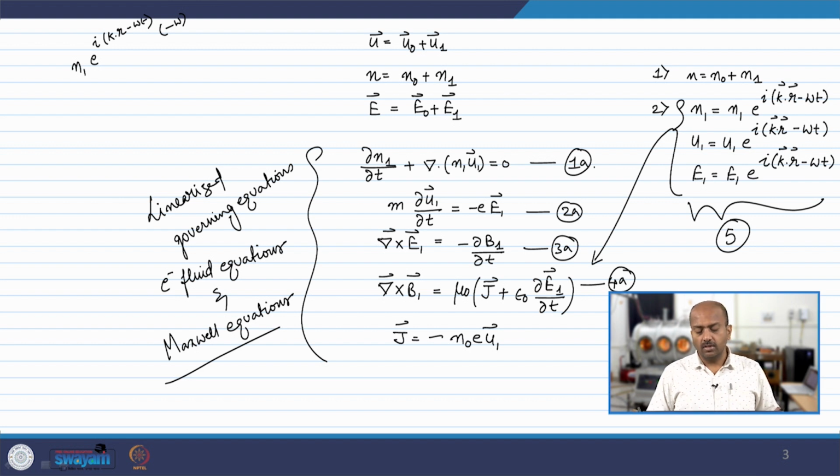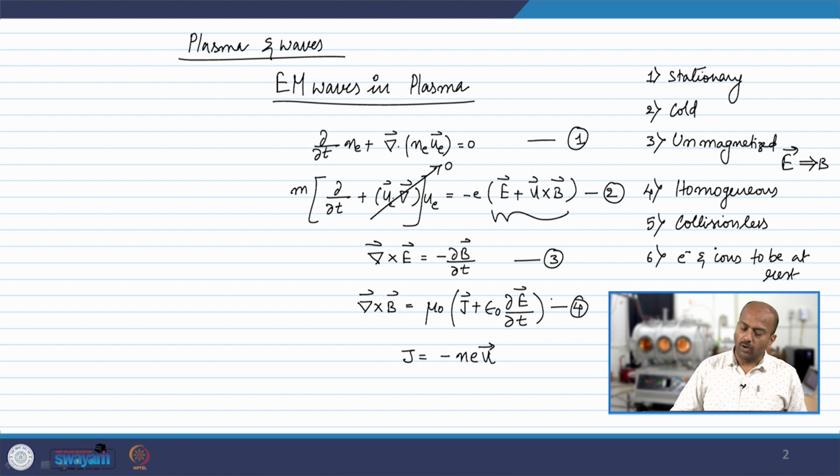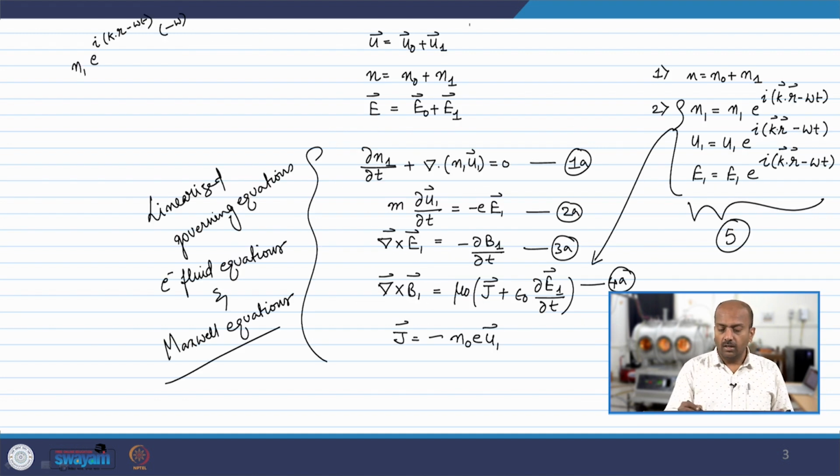What are these equations? These are the linearized governing equations 1, 2, 3 and 4. One is the continuity equation, we have taken the momentum equation, and we have taken the Maxwell equations for the curl of electric field and for the curl of magnetic field, right. Then we have used the perturbations U, N, E, because we think when the electromagnetic wave propagates through the plasma, these are the physical parameters which will be influenced or affected.